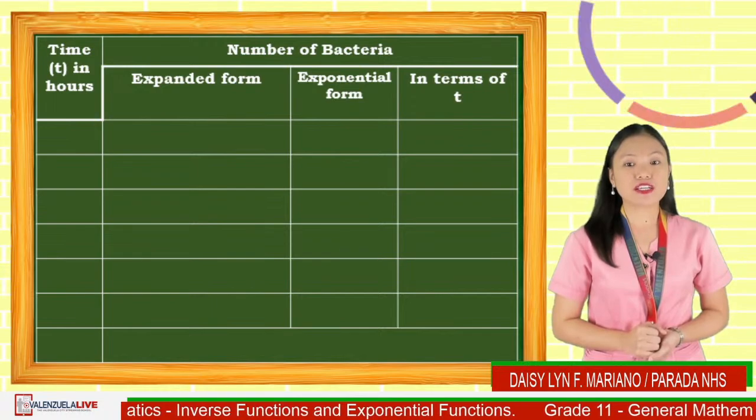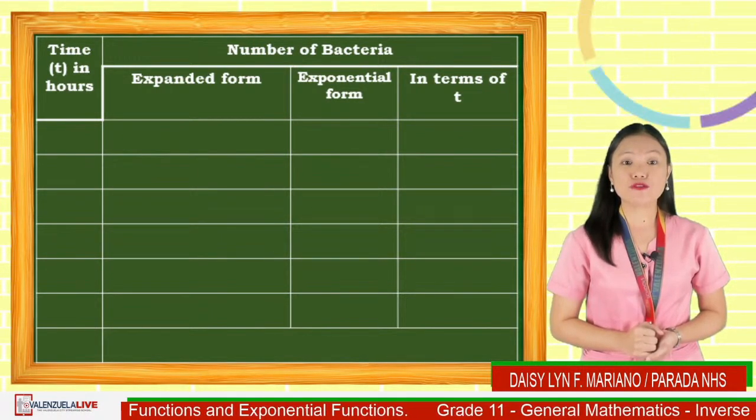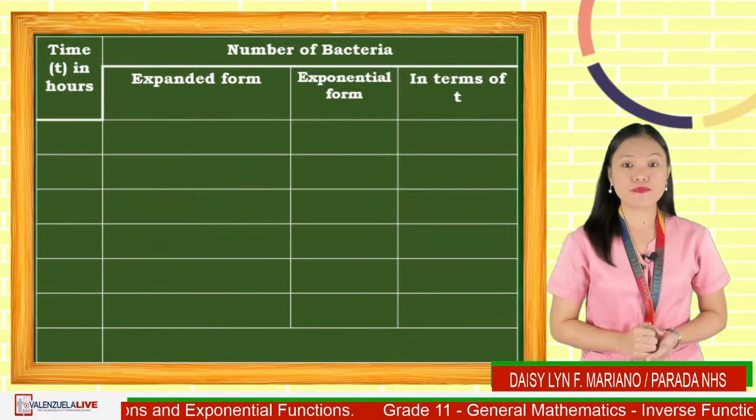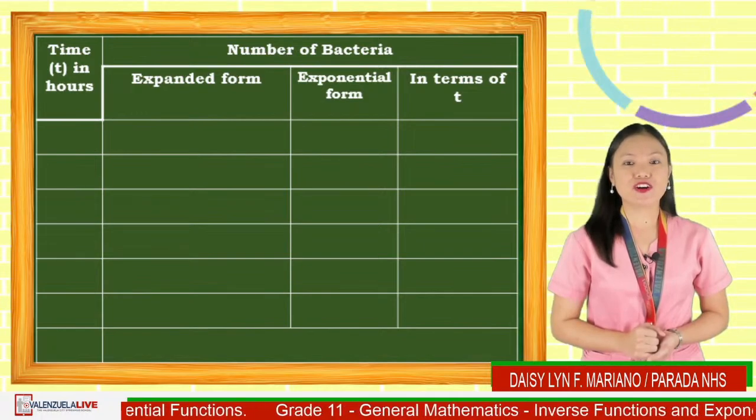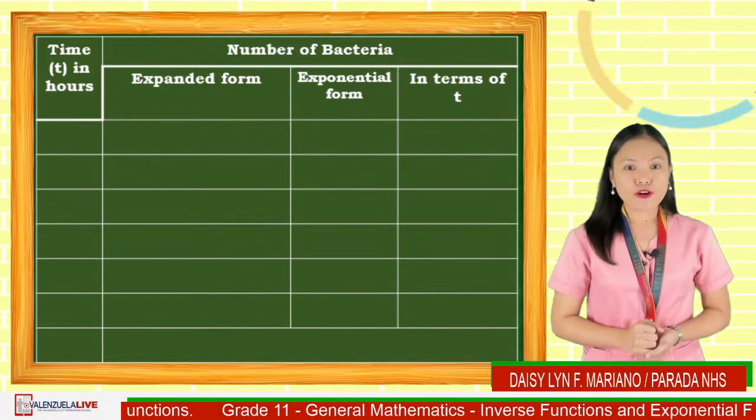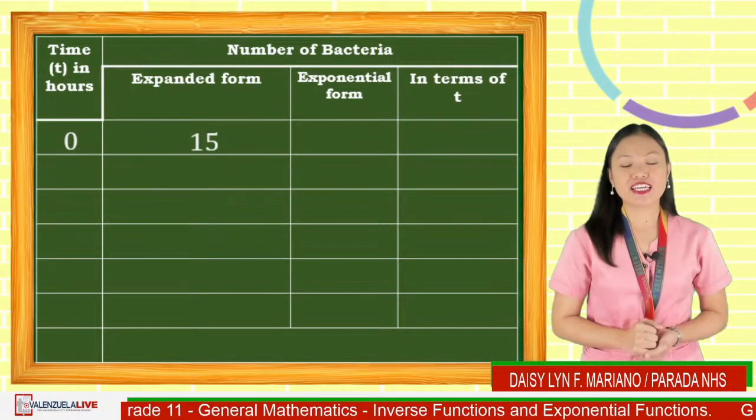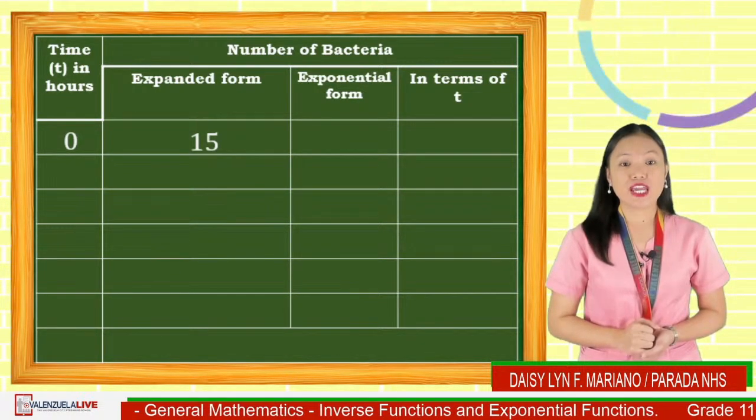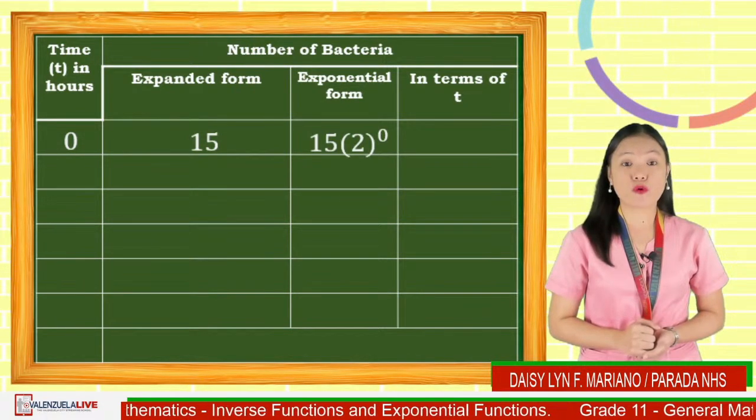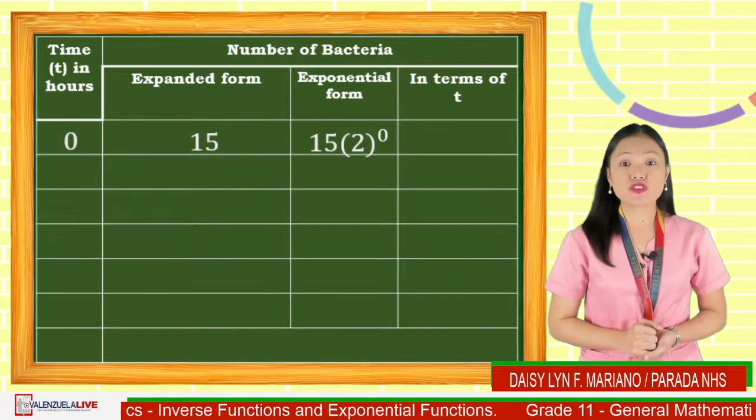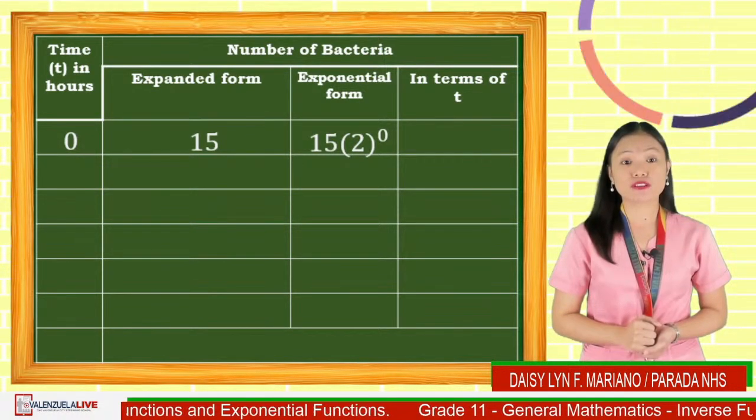The number of bacteria will be written in three different ways, namely expanded form, exponential form, and in terms of t. Okay, let us start working on our table. From the problem, initially, there were 15 bacteria in expanded form, and 15 times 2 raised to 0 in exponential form. 2 raised to 0 since the number of bacteria is not yet doubled.